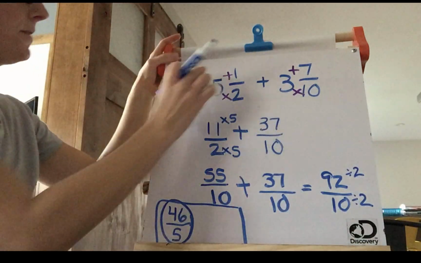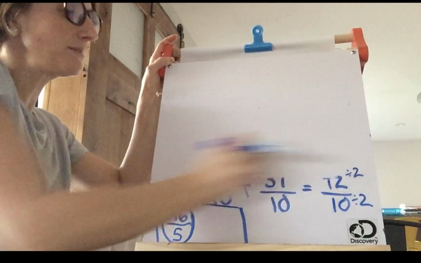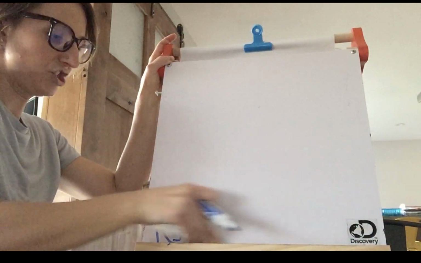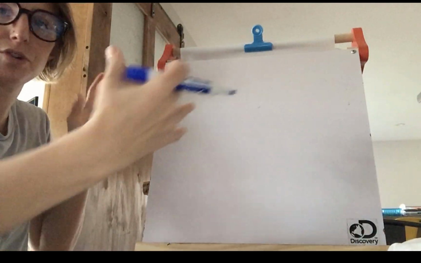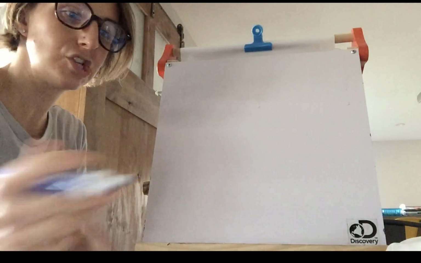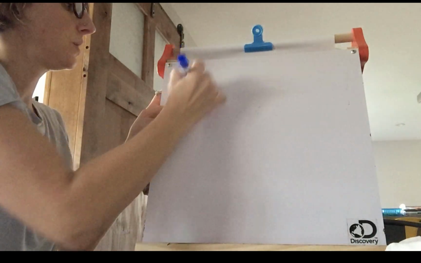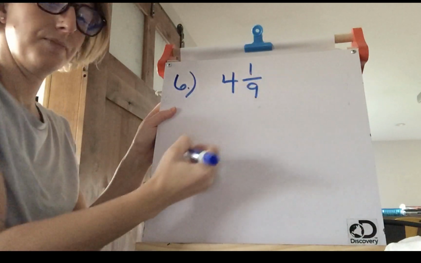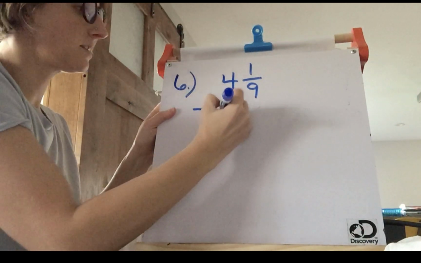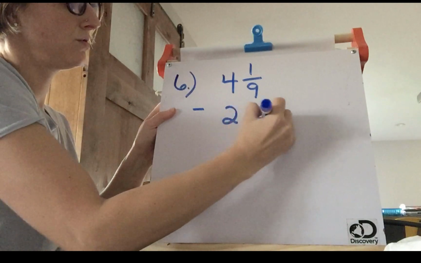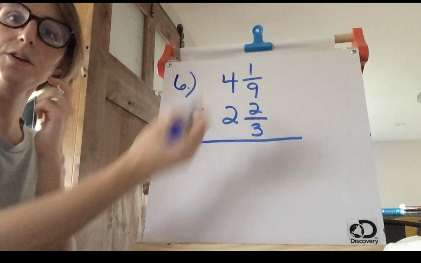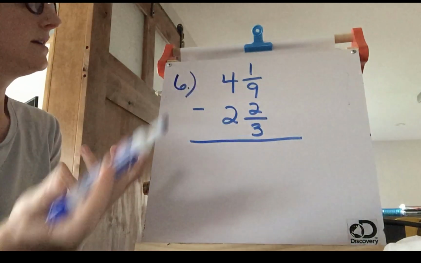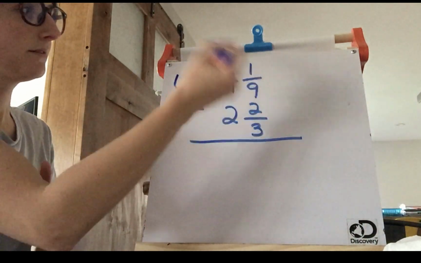Let's do one more. And this time we're going to subtract mixed numbers. And we're still going to change it into an improper fraction first to suck that whole number up into the fraction so we don't have to worry about it. So here's our last example for today. 4 1/9. And I'm going to subtract 2 2/3.